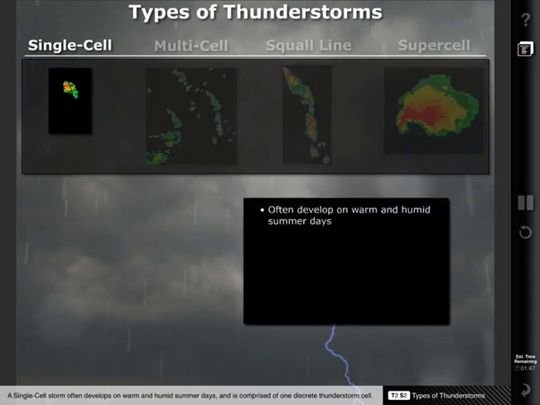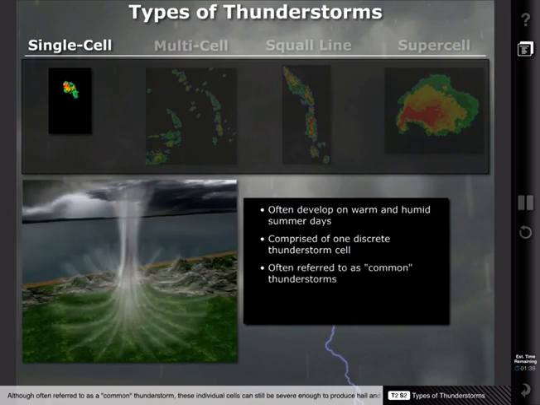A single-cell storm often develops on warm and humid summer days and is comprised of one discrete thunderstorm cell. Although often referred to as a common thunderstorm, these individual cells can still be severe enough to produce hail and microburst winds.